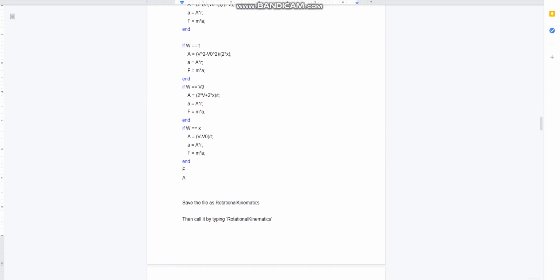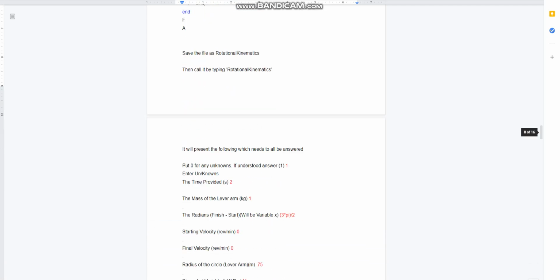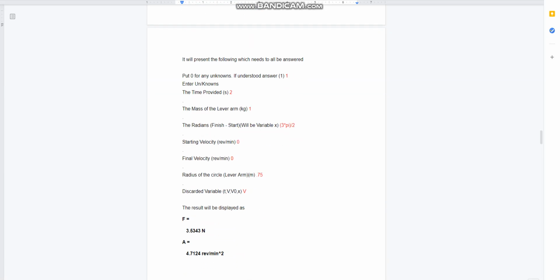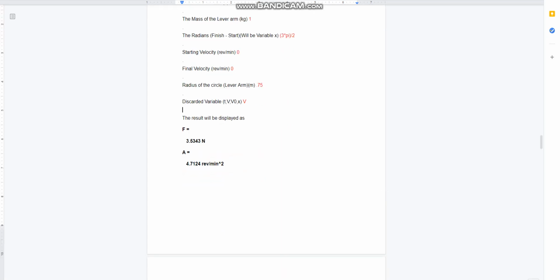This way, you can more vary how you use it. And so you'll save it as rotational kinematics, and then call it by typing rotational kinematics. It'll pop up all of these. You plug in your variables, 1, 2, 1, 3 times pi over 2. For this one right here, I just put 1 due to the fact that sometimes for starting velocity you can get 0 as well, but final velocity we don't have, you would still plug in 0. And then our discarded variable would be velocity, and then it gives you these right here.